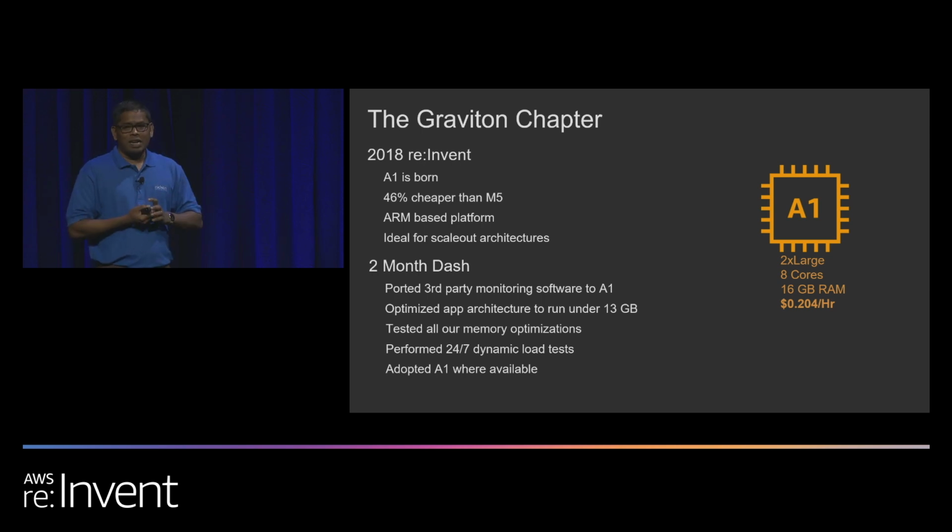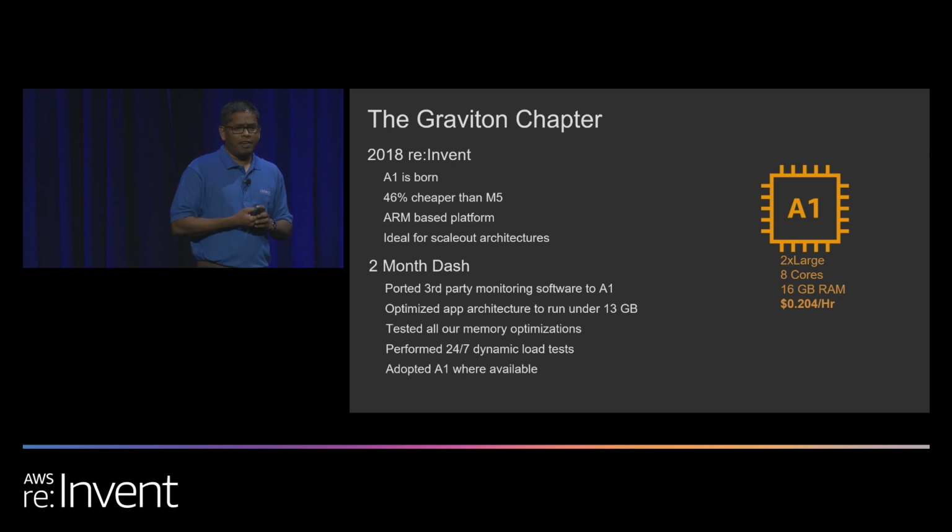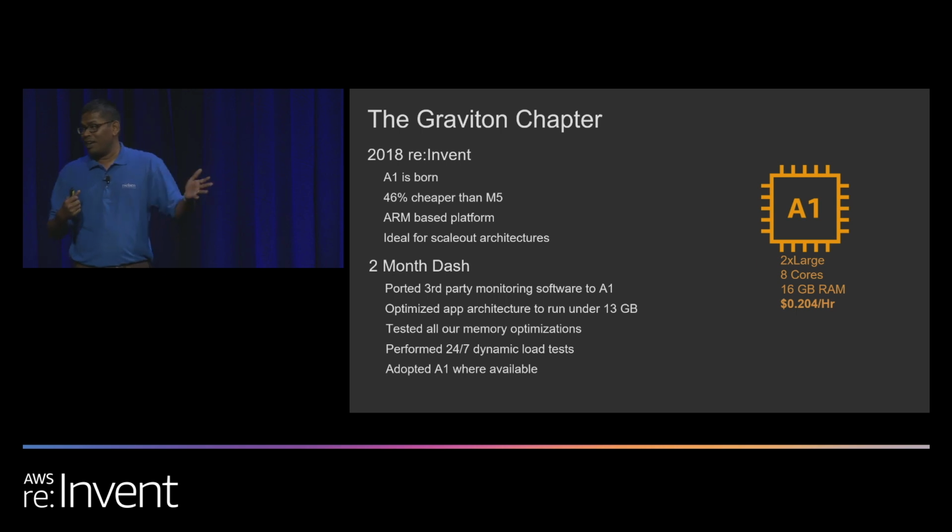So in our 2-month dash, we had a couple of challenges ahead of us. There was a bit of work that we had to do in order to move to A1 from M5. Our very first challenge was our favorite monitoring tool, Datadog, was not available on A1. It was a year ago. Now they are available, which is great news. So we ported Datadog to A1.